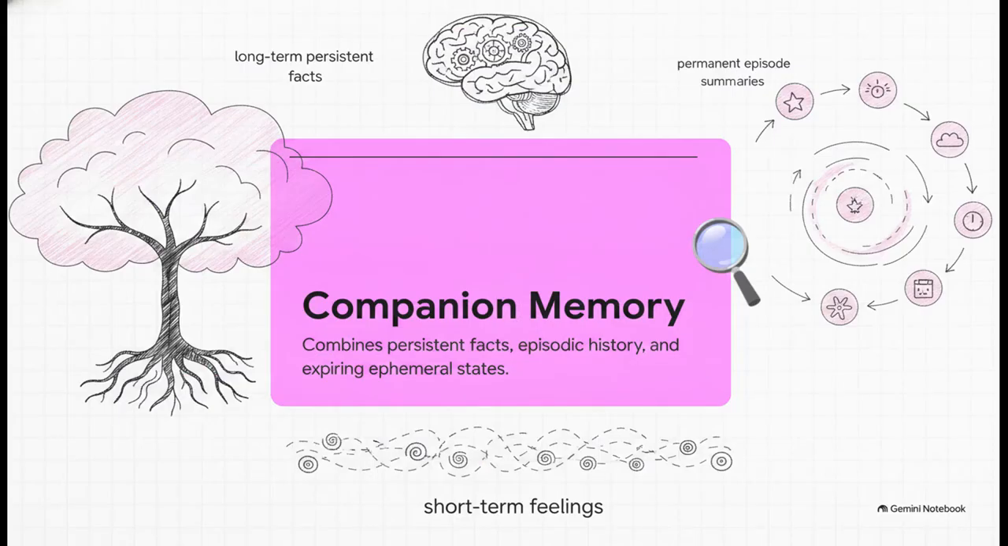Next up is the relational companion memory. Now, this is the most complex schema we're going to look at today. It models the most human-like autobiographical memory we've seen so far in AI. It is simultaneously juggling long-term persistent facts, permanent episode summaries, and short-term feelings all at the exact same time.